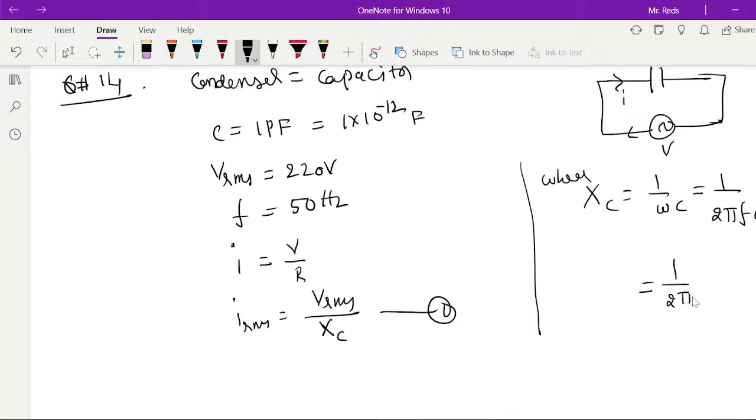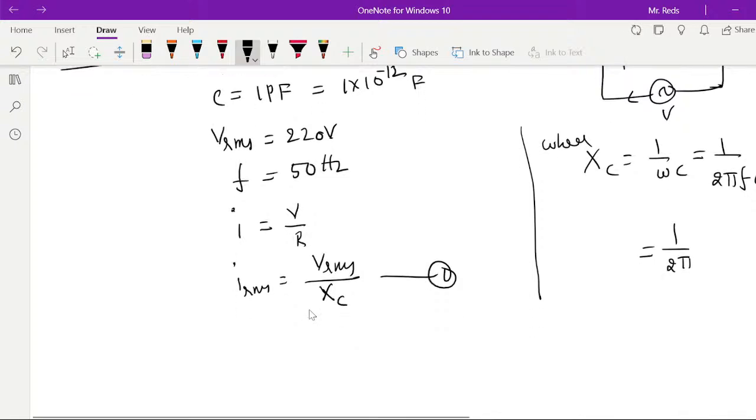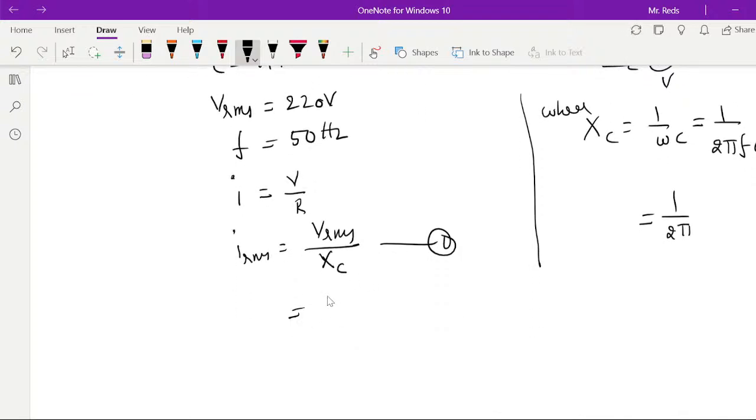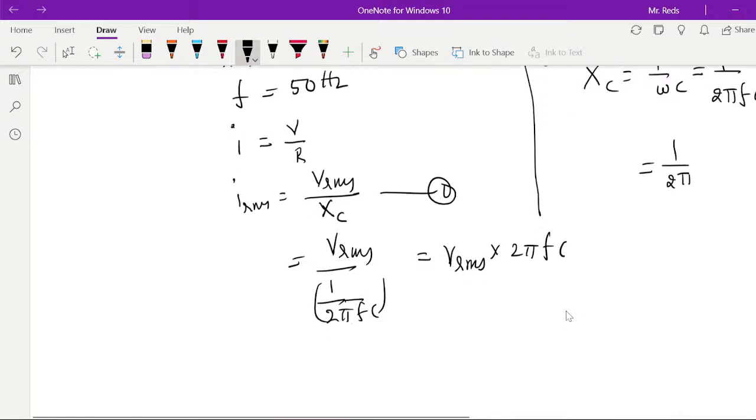F is how much? Or let us bring this here in place of this. So what will you get? It is equal to VRMS by 1 by 2 pi FC. So the denominator of this denominator goes to the numerator, right? So further you can write it as VRMS into 2 pi FC. So this further gives us VRMS, 220 volts into 2 into pi is 3.14.